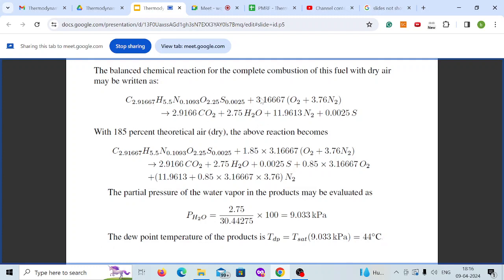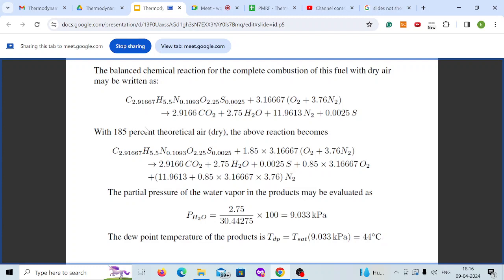It will take 3.1667 moles of air for 1 mole of fuel, and the products forming are 2.917 moles of carbon dioxide, 2.75 moles of water, and 11.96 moles of nitrogen, and the sulfur is the same amount which is present in your fuel.